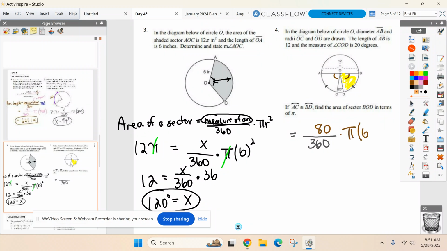Hopefully everyone's using 6 again because the diameter was 12. I changed up the direction slightly. Just leave pi in your answer, which your calculator does for you, thankfully. Leave pi in your answer.